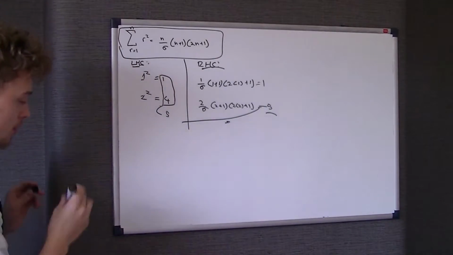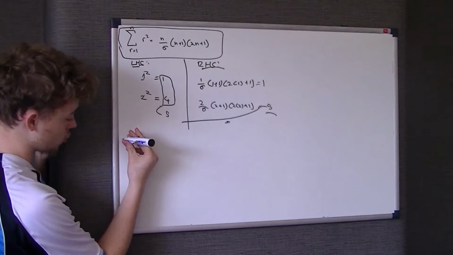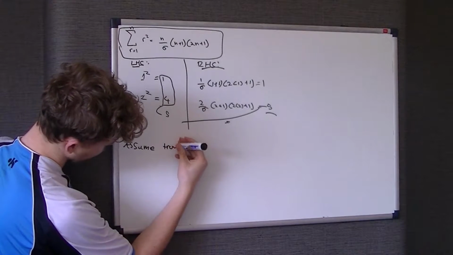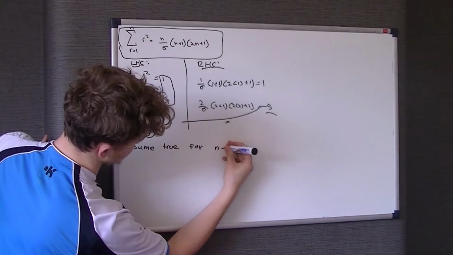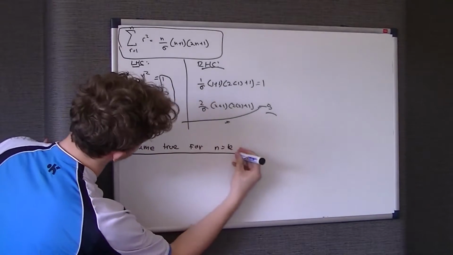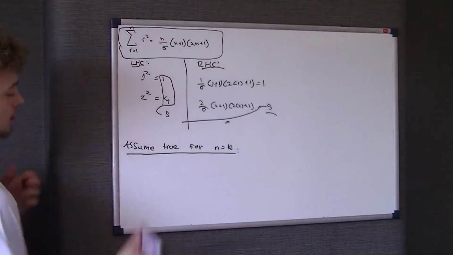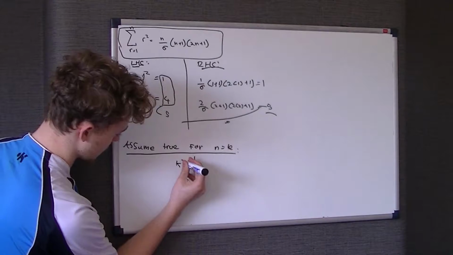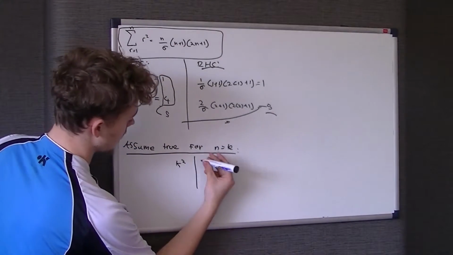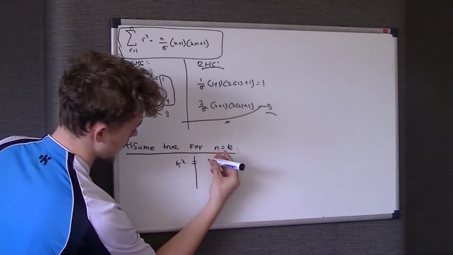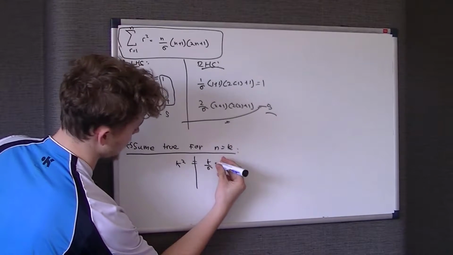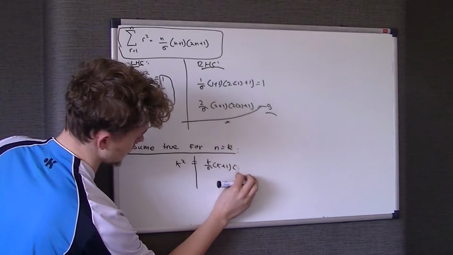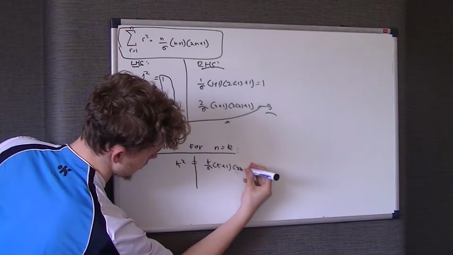And as this works, the next stage you say you assume it's true. So you write the same thing: assume true for n equals k. In other words, you just sub n to be k and r to be k on the left hand side. You still do left hand side, right hand side. So it's k squared, because r squared becomes k squared, equal to k over 6 times k plus 1 times 2 times k plus 1, so it's just 2k plus 1.